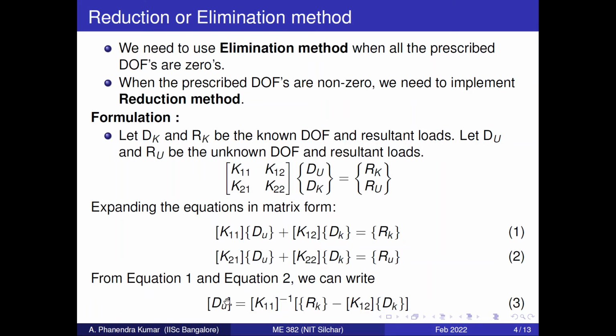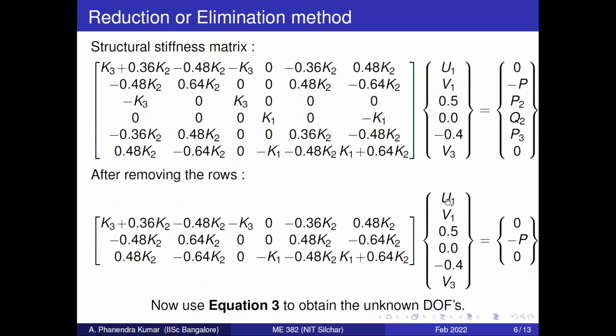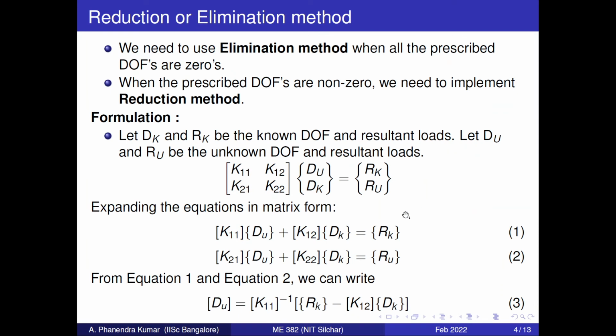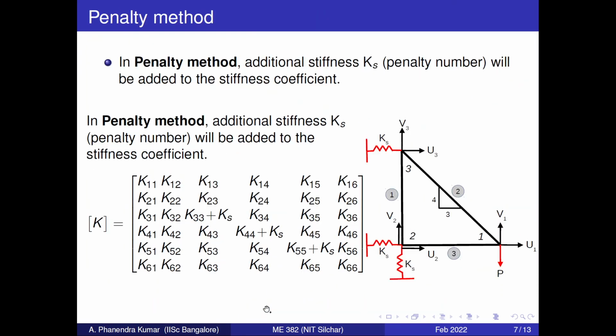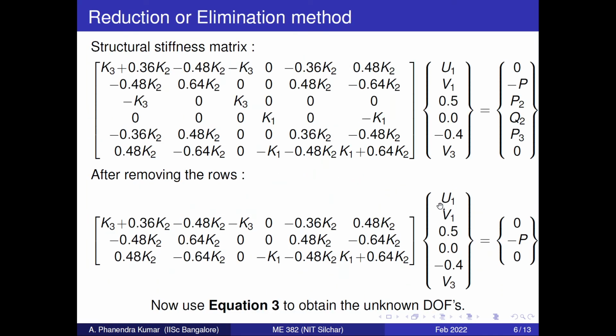Using this formulation, we can obtain the unknown degrees of freedom u1, v1 and v3 using the equation 3. This is the equation 3. Even to get the v3 here, what we need to do is replace this column. This is the last column, right, which corresponds to v3. This should be coming at 3. So this part should be replaced here.